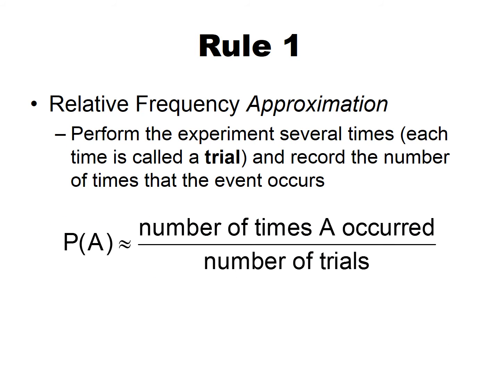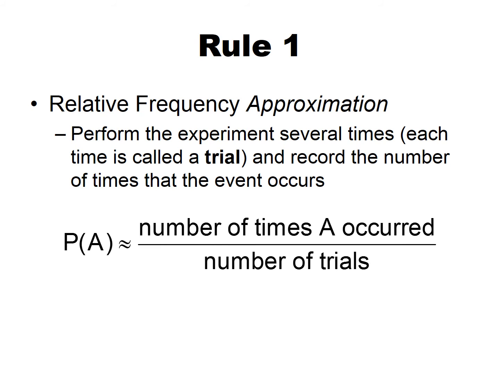So let's talk about two ways of calculating probabilities. The first approach is what we call a relative frequency approximation. And I stress the word approximation, because this approach here is not going to give us an exact theoretical number. It's only going to give us an approximation of the actual probability. And the basic idea here is simple.